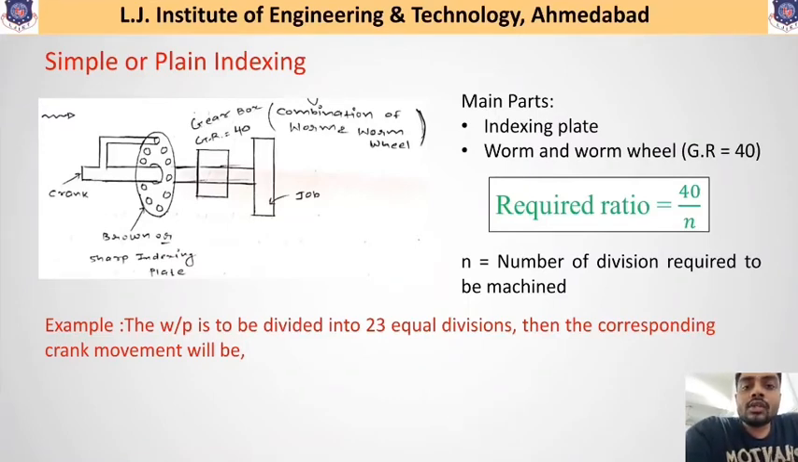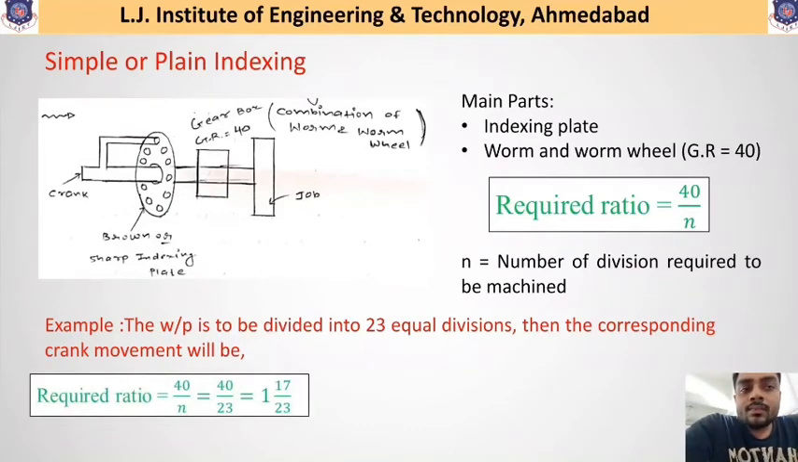So due to that particular disadvantage, this simple or plain indexing method is used. As given in the example, the workpiece is to be divided into 23 equal divisions. So over here our small n is nothing but 23, and the corresponding crank movement is obtained by using the equation 40 divided by n. So 40 divided by 23.